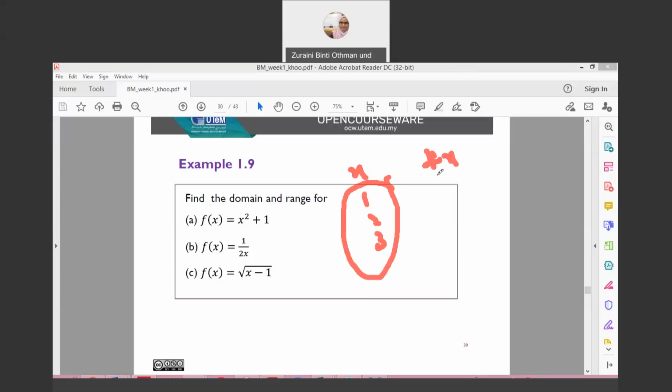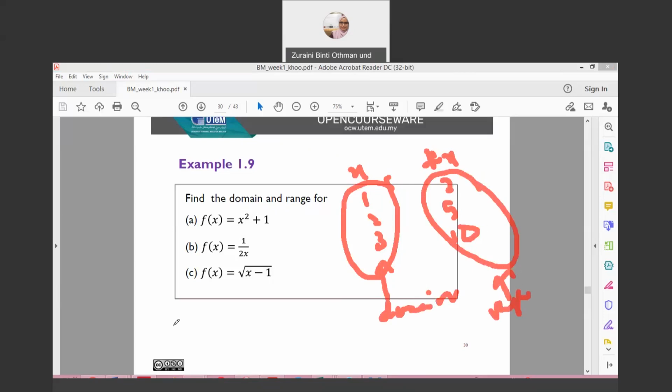And f(x) is, okay, when we put 1 inside here, it becomes 1 square plus 1 is 2. When we put 2, 2 square is 4 plus 1 is 5. Okay, so here we know that 3 square is 9, 9 plus 1 is 10. So here we know that this is the domain, and this is the range. The value of y is the range.